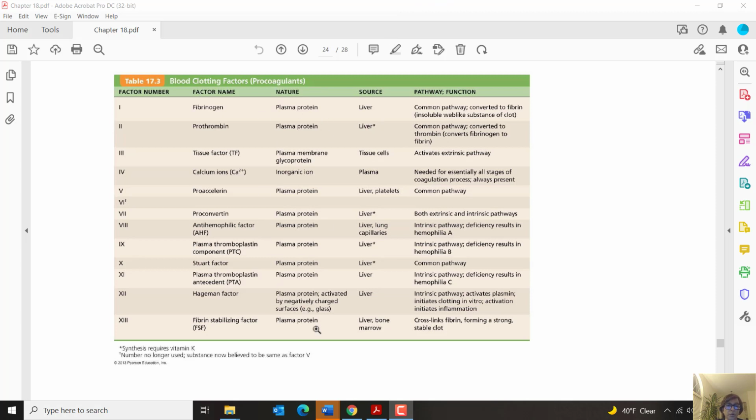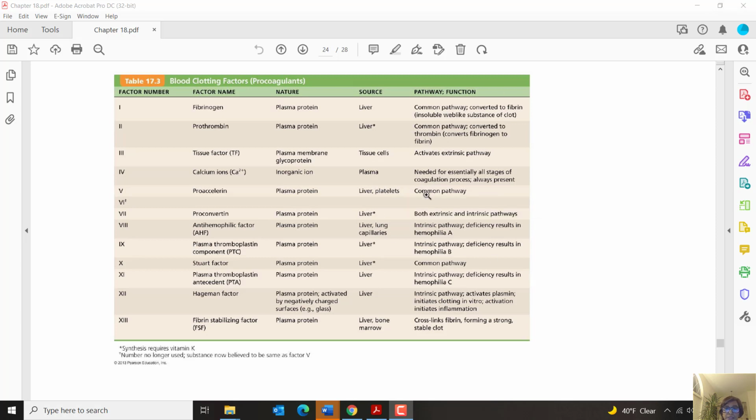Here, these are all plasma proteins, and one is a plasma membrane glycoprotein. Calcium is the only inorganic ion. One is a plasma protein activated by negatively charged surfaces. So all of them except one are plasma proteins, and they're all produced by the liver. That's how important the liver is for helping blood to clot. If the liver is damaged, it cannot produce plasma proteins, so the blood doesn't clot.